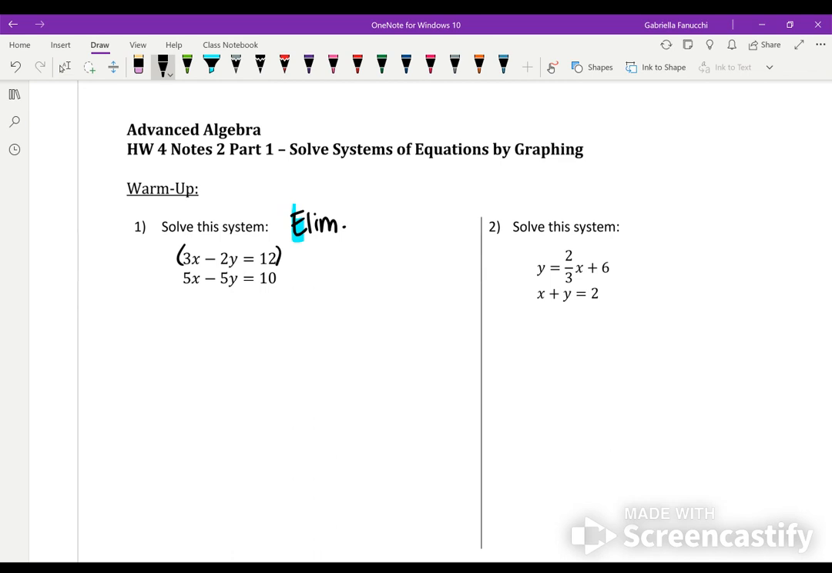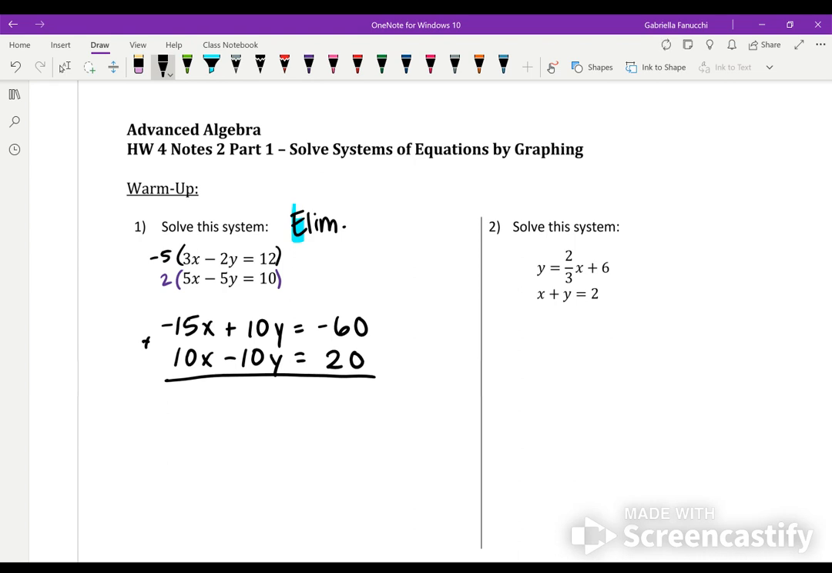One of them is going to have to be a positive, though. One of them is going to have to be a negative. So I'm going to make the first one be a positive 10 by multiplying everything by 5. And the second one, I'm going to get it to be a negative 10 by multiplying everything by 2. So you should come up with negative 15x plus 10y is equal to negative 60. And then for the second equation, you should have 10x minus 10y is equal to 20. So now you can go ahead and add these two equations together and finish them off.